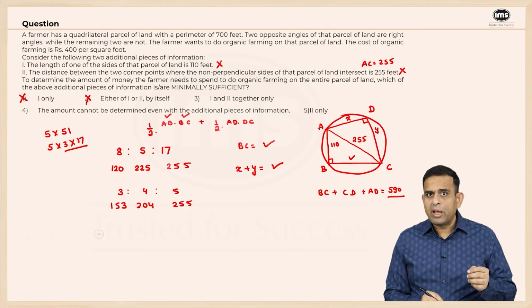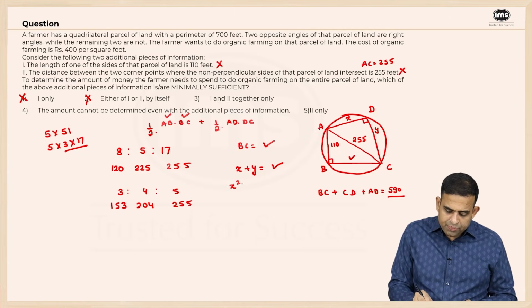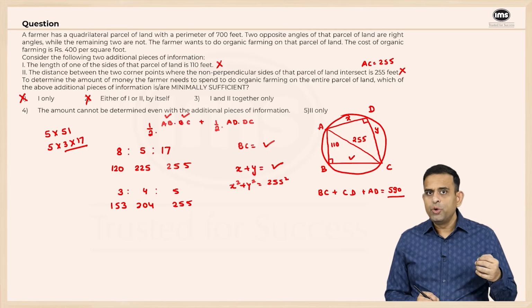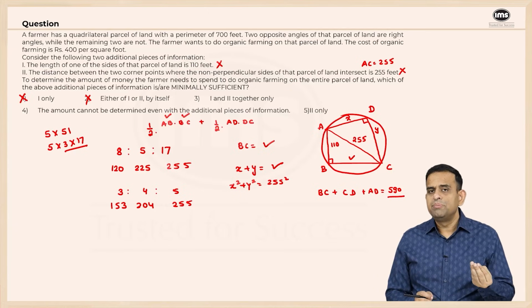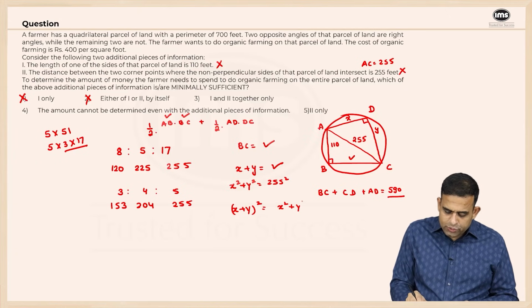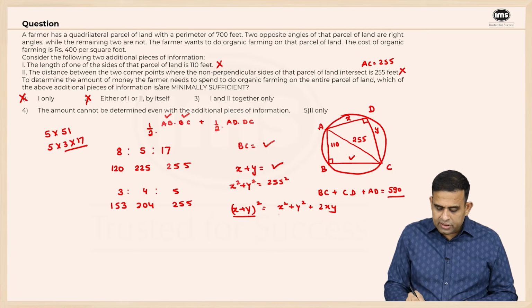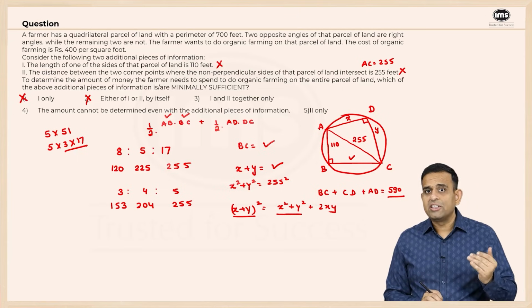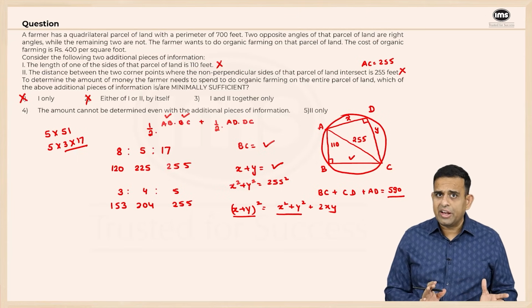At the same time, if I apply Pythagoras theorem, I can say X square plus Y square should be equal to 255 square. Since you know X square plus Y square and X plus Y, if I apply a simple algebraic rule, X plus Y whole square is equal to X square plus Y square plus 2XY. So if X plus Y is known to me, and the sum of X square plus Y square also is known, we can easily find out the value of X into Y. We can even find out the values of X and Y as well.